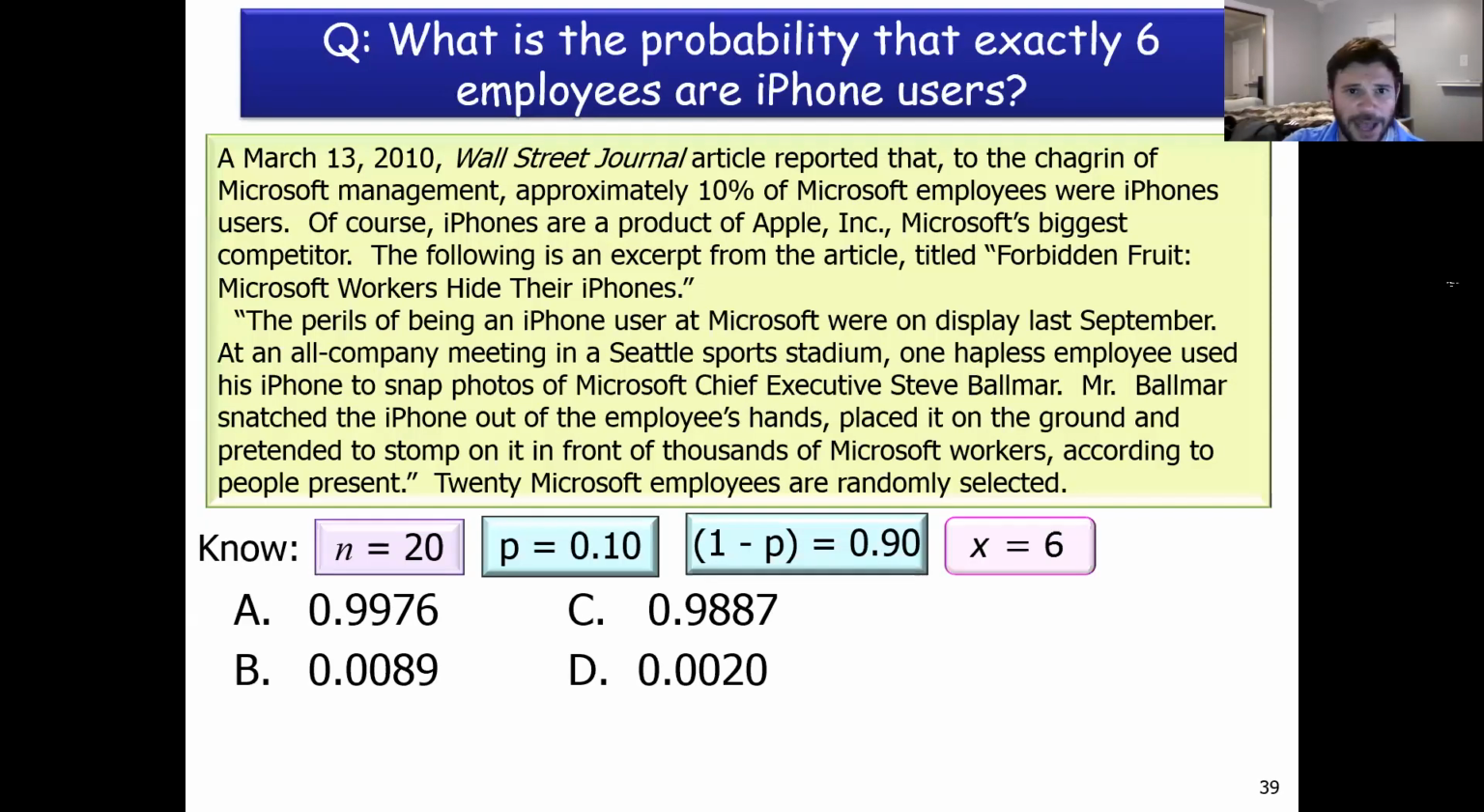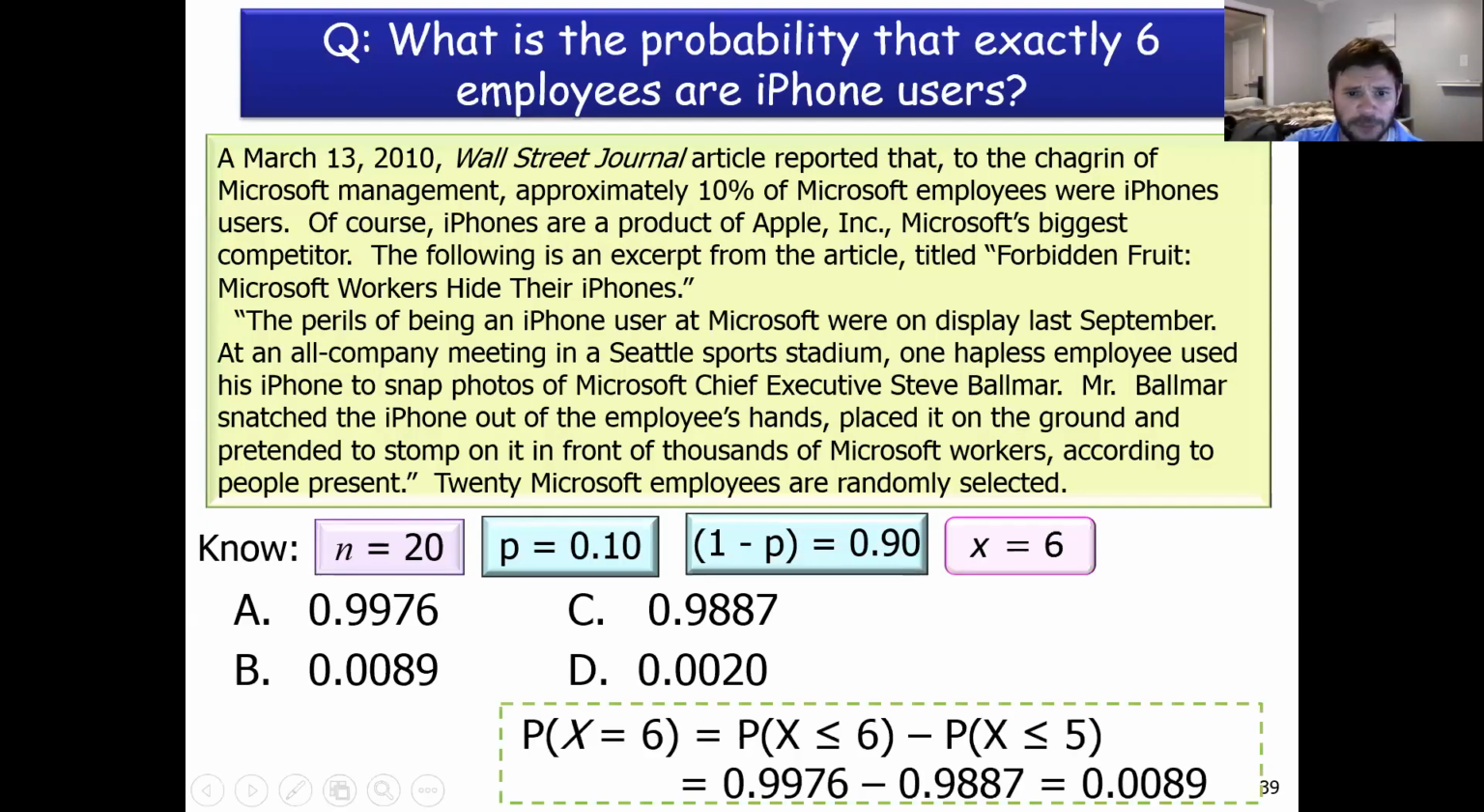And we can see here now that we were essentially correct. It was a really low probability. We took the difference between the table value corresponding to 6 or fewer successes minus the table value corresponding to 5 or fewer successes, and we wound up with a probability of 0.0089 as the difference between those two table values. All right, moving along.